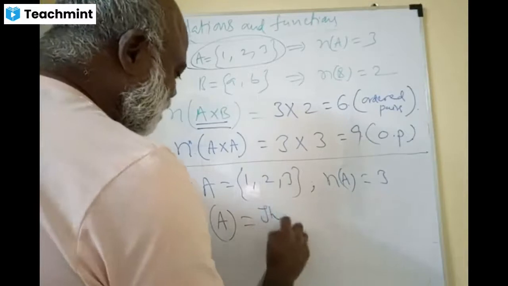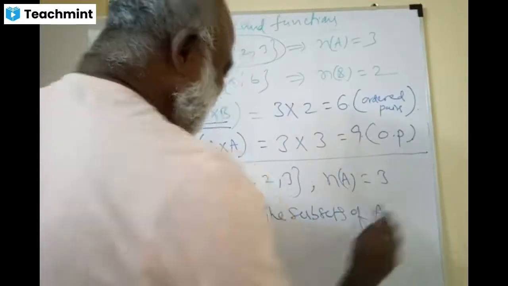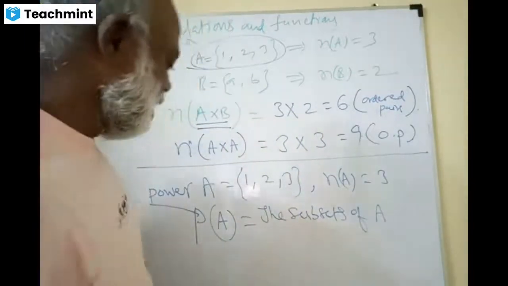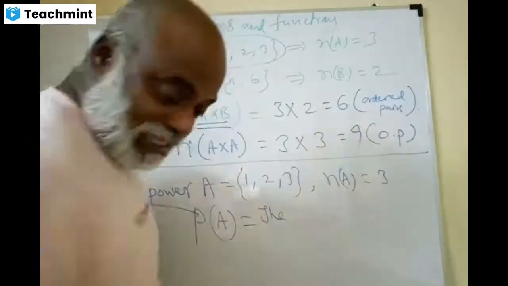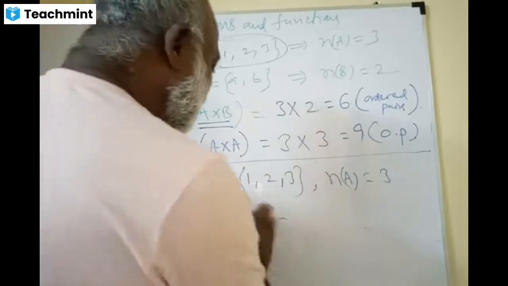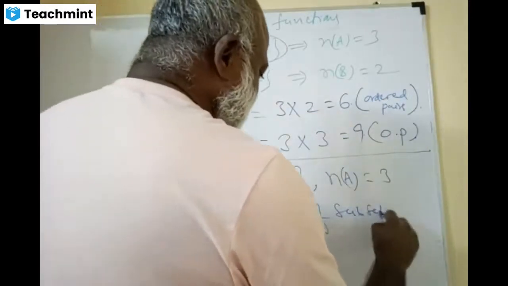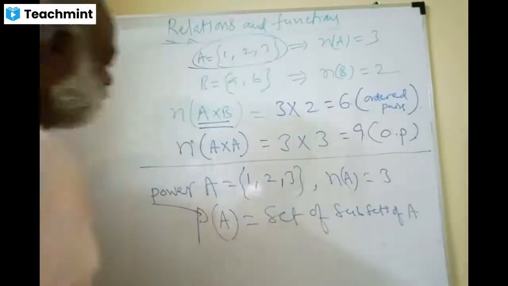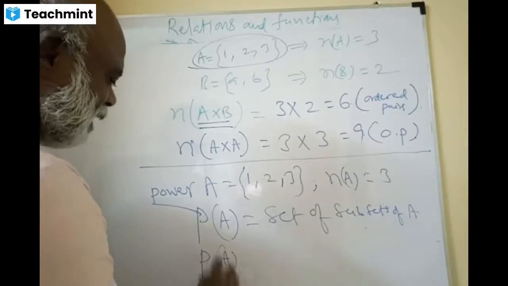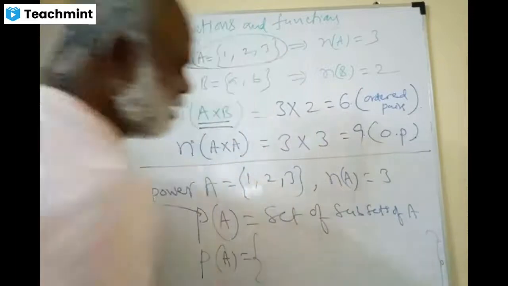The subsets of A. Yes, the set of subsets of A. Wow, what is this? Come on. This power set is also a set: set of subsets of A, set of subsets of B. In the note, please, A is 1, 2, 3. Can you tell me what those subsets are? Can anybody tell me the subsets of A?